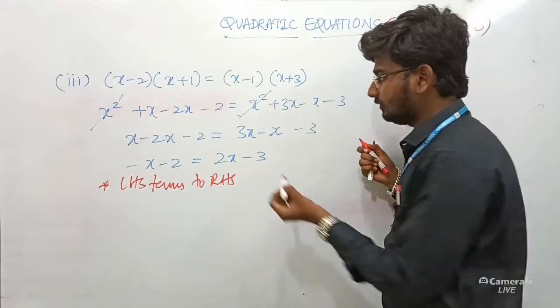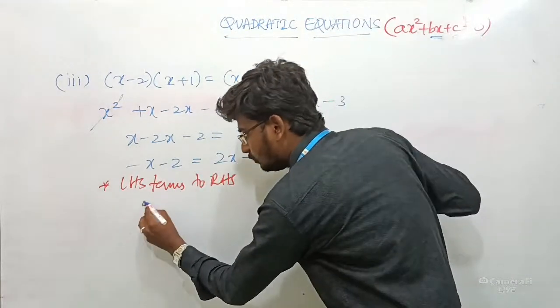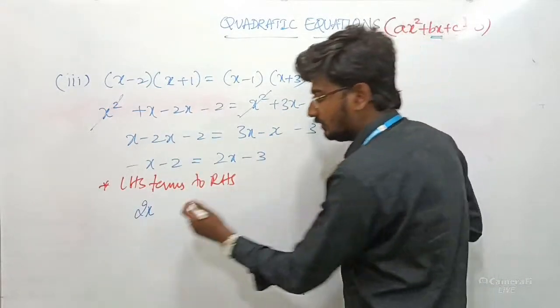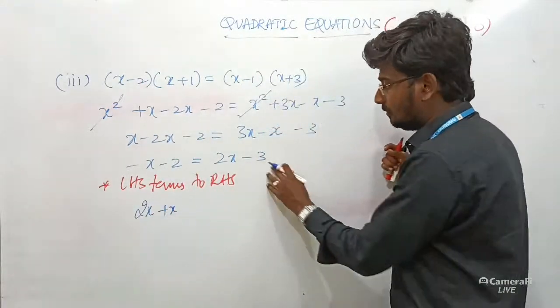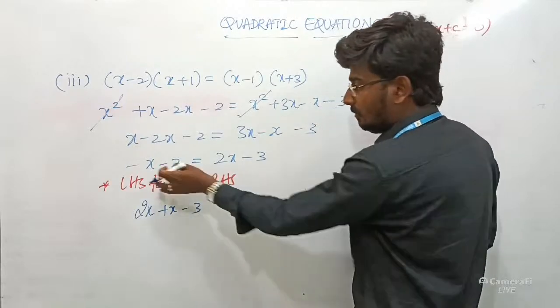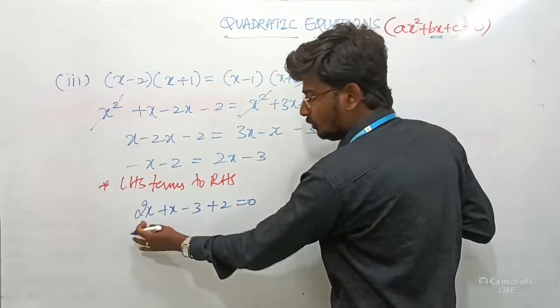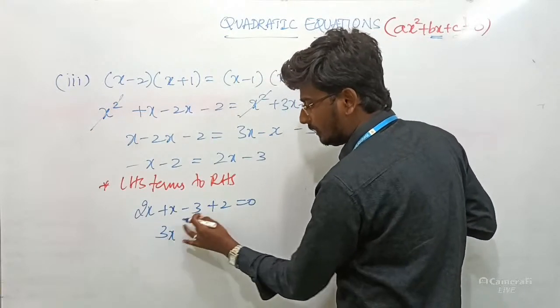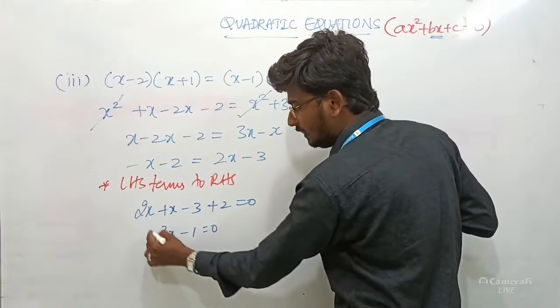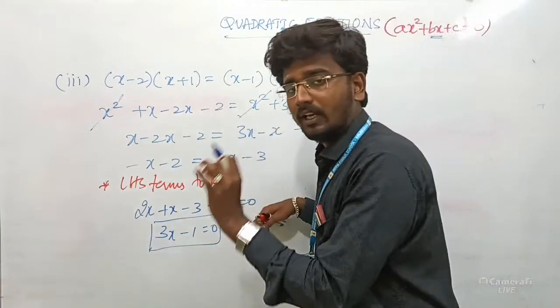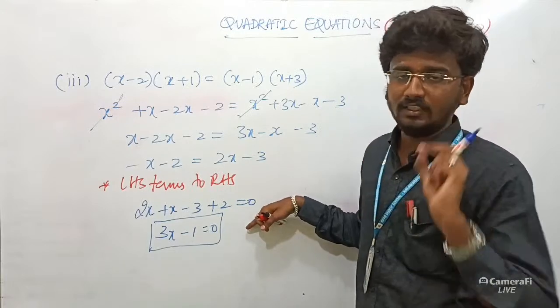What are the LHS terms? First, writing the RHS term 2x as usual. Minus x, when it comes to the RHS, will become plus x. Minus 3 I will write as usual. Minus 2, when it comes to the RHS, will become plus 2, equal to 0. 2x plus x will become 3x. Minus 3 plus 2 will become minus 1, again equal to 0. So one step will be reduced, that is, we will avoid taking that minus sign outside.